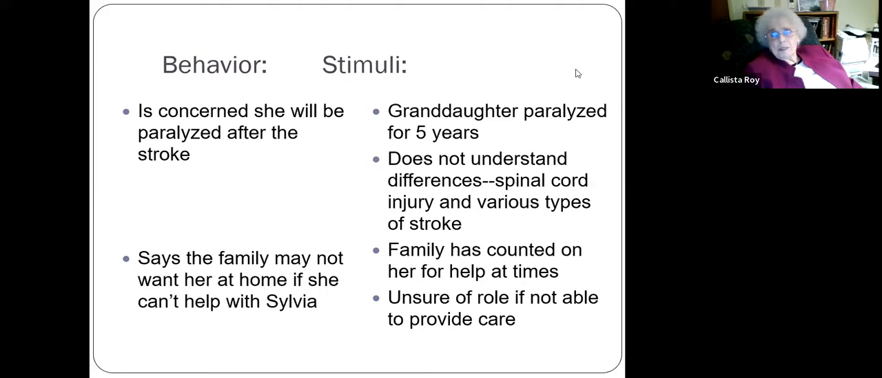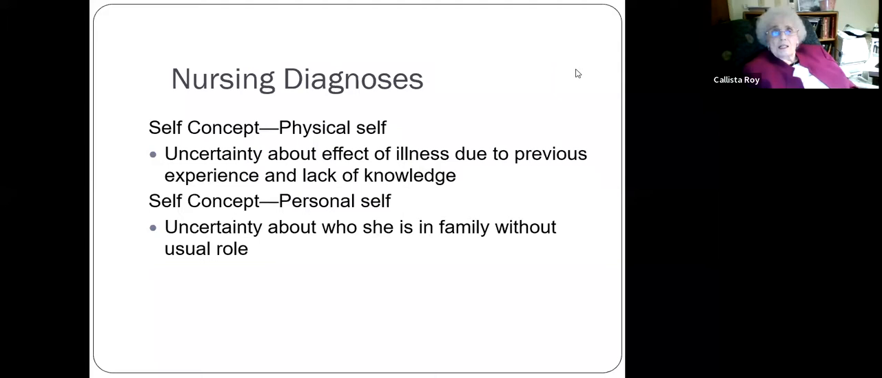The nursing diagnosis then, in terms of the self-concept, the physical self, she has an uncertainty about affective illness due to previous experience and lack of knowledge. So she knows something, but not enough. Her self-concept in terms of her personal self, uncertainty about who she is in the family without her usual role.